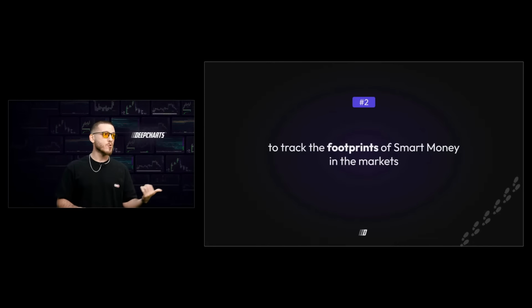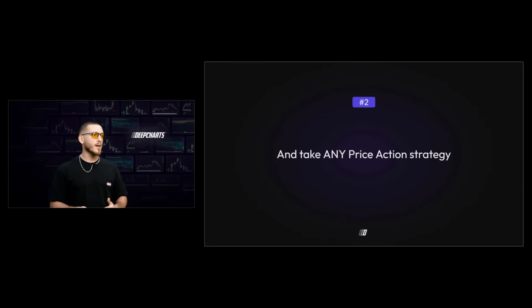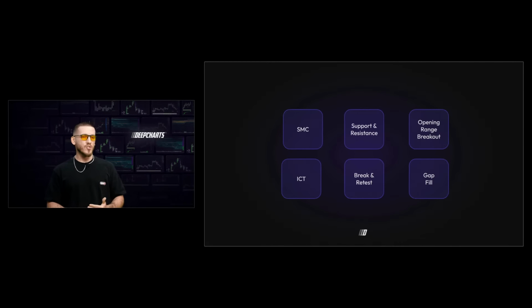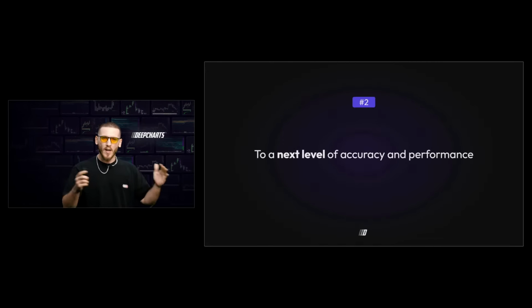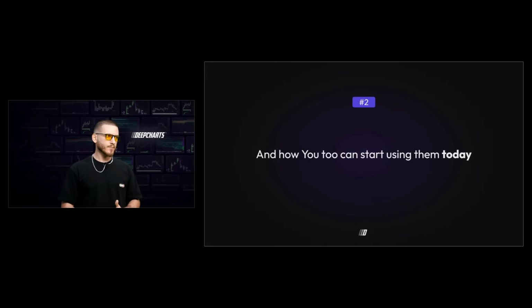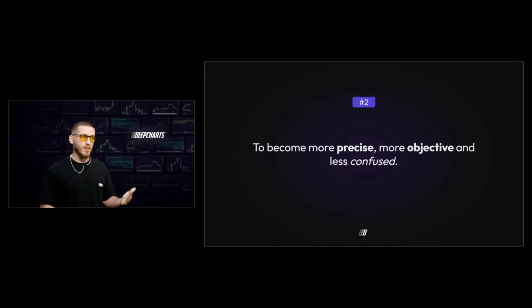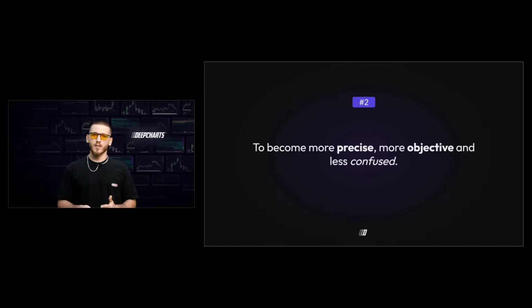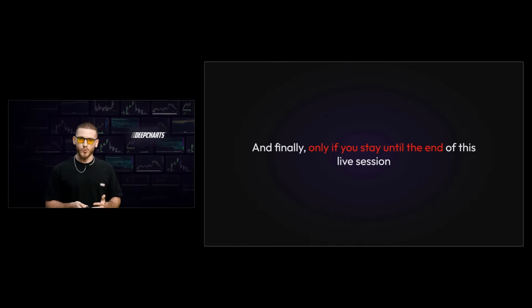And you'll learn how he uses them to track the footprints of smart money in the markets and take any price action strategy, whether you trade SMC, ICT, support and resistance, break and retest, opening range breakout, gap fill, whatever strategy you take, to a next level of accuracy and performance. And how you too can start using these tools today to become more precise, more objective, and less confused.